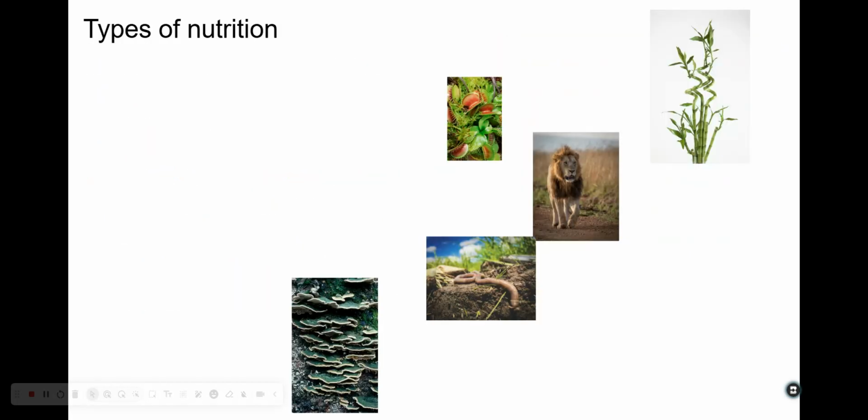All right, we have our different types of nutrition. As you can see here, I have some pictures of some of them, to give you a second to try and figure out which one's which. Okay, our first one, the bamboo, is an autotroph. Autotrophs use an external energy source and take inorganic molecules and turn them into organic molecules.